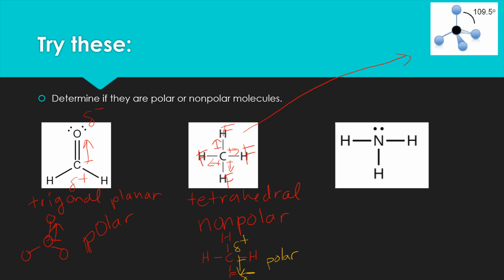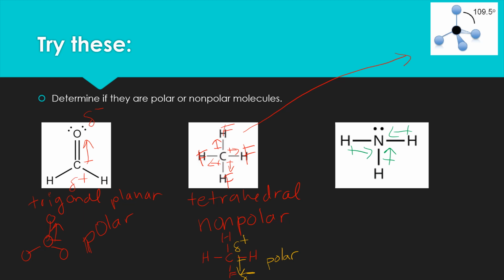But if they don't match, then we're going to get higher electronegativity on one part of our molecule, and it's going to cause it to be polar. All right, so matching is nonpolar, not matching is polar. All right, let's look at our last one here. We've got our nitrogen hydrogens. Nitrogen is more electronegative, so we'd have 3 dipoles pointing towards nitrogen.